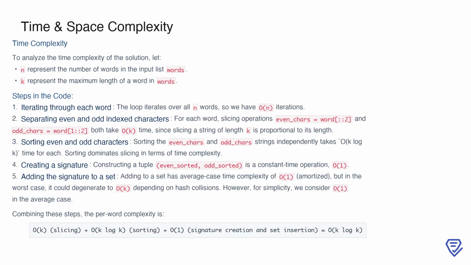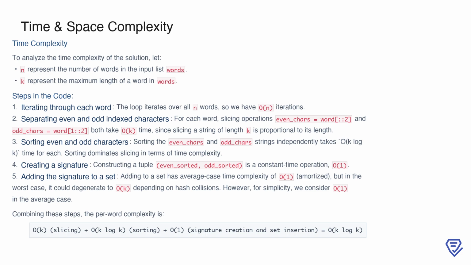To analyze the time complexity of our solution, let's define n as the number of words in the input list and k as the maximum length of a word. The first step is iterating through each of the n words, which results in n iterations. For each word, we separate the even and odd indexed characters using slicing operations like word[::2] for even characters and word[1::2] for odd characters. These slicing operations are proportional to the length of the word, making them O(k) for each word.